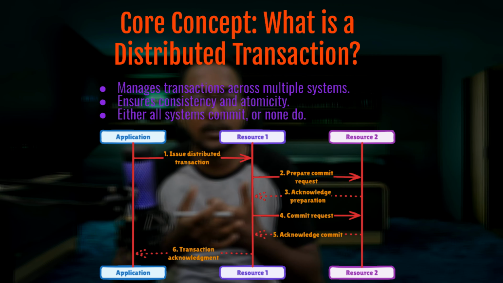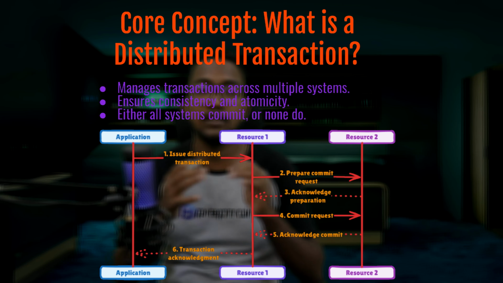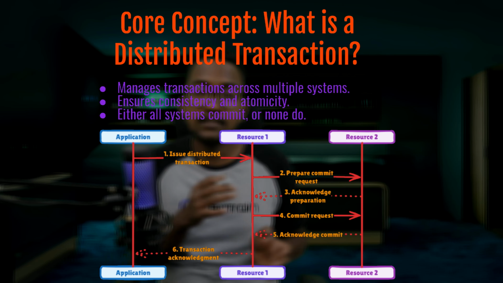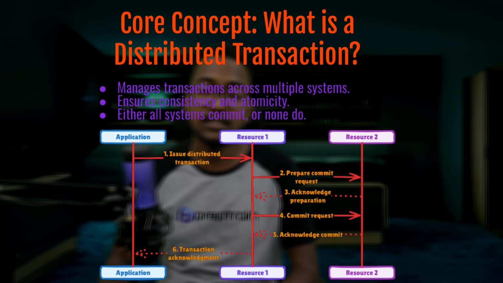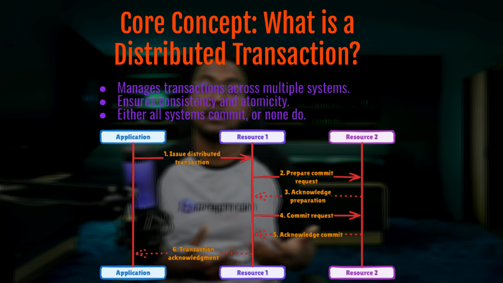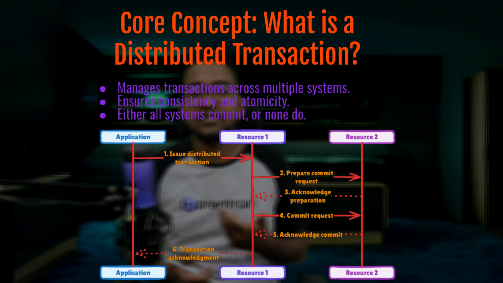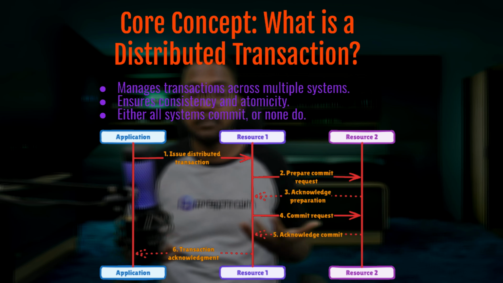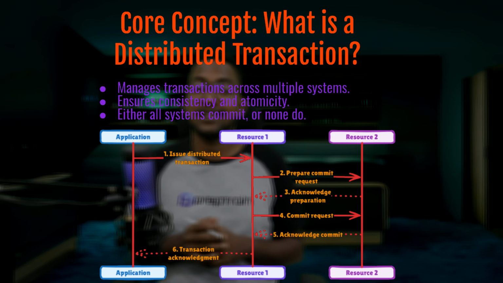So in a distributed system, a transaction needs to be handled carefully to ensure that all the systems involved are in sync. If one part fails, the entire transaction needs to roll back, so all systems return to their original state. This prevents partial updates, which can cause major issues like charging a customer but not delivering the product. So now that we understand what distributed transactions are and why they are important, let's dive into a specific technique used to manage them, the two-phase commit protocol.